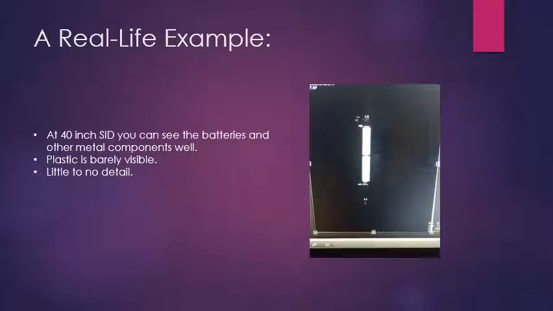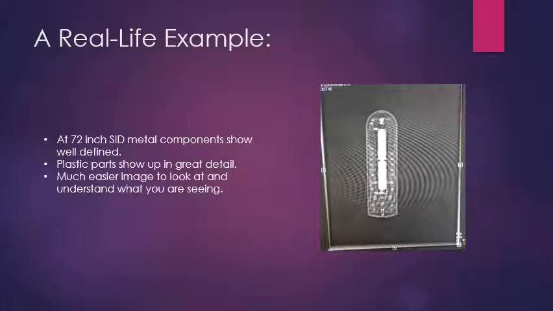So in the image where I took the radiograph at 40-inch SID, you can see the batteries and other metal components really well, but you can barely even tell that there's plastic around the edges. There's no detail at all in the plastic, and you can barely even tell that there's detail in the batteries. When we move back to 72-inch SID, the metal components show up really well. You can even see some things on there that you didn't know existed if you were looking at the 40-inch SID image. All the plastic parts show at 72 inches. Everything looks like it's in great detail.